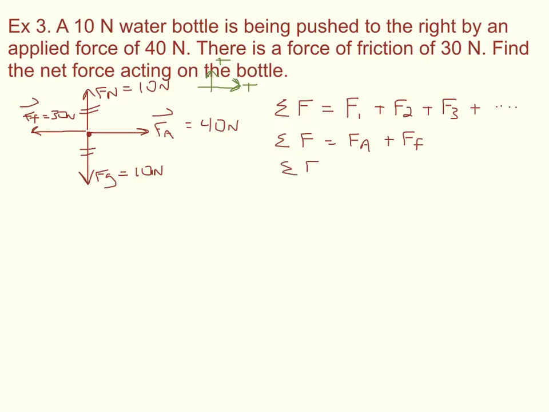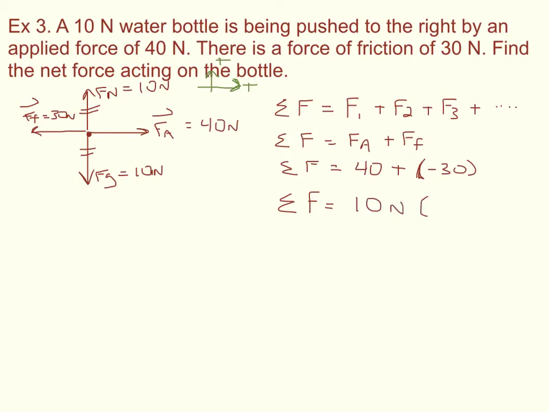So the sum of forces is applied force. Applied force is to the right, that's my positive direction. Applied force goes in as a positive number. Friction is to the left, that's a negative, so I'm going to put that in as negative 30. Sum of forces then, 40 minus 30, 10 newtons.